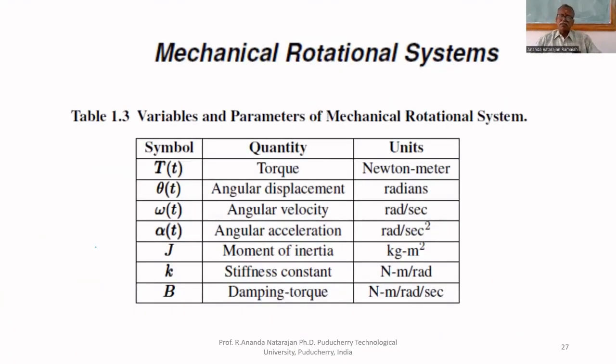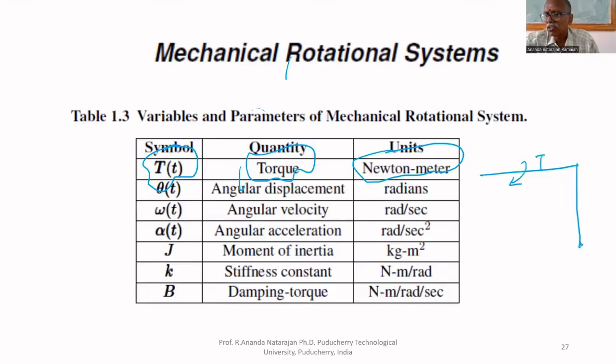What are the constants and variables in that rotational system? Torque, the applied energy, is in the form of torque. Its unit is Newton meter. Torque is what? Suppose this is subjected to a torque of T, means the force is applied at this point. Linear force F is applied here. This is the distance x. Therefore, T equal to the torque equal to Fx. That's why the unit is Newton meter.